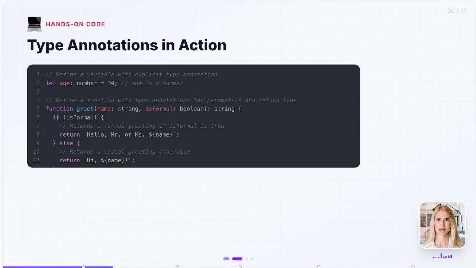Making use of type annotations is like adding guardrails to your code, safeguarding against unexpected values and maintaining clarity. A common mistake to avoid is overcomplicating things. Keep your types simple and reflective of your data's real behavior.